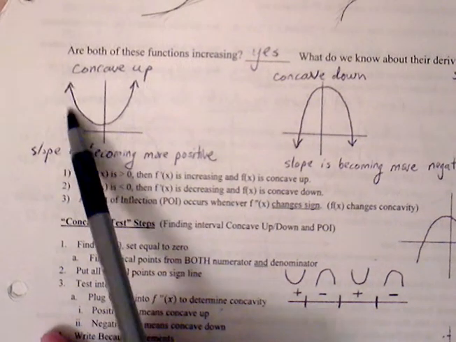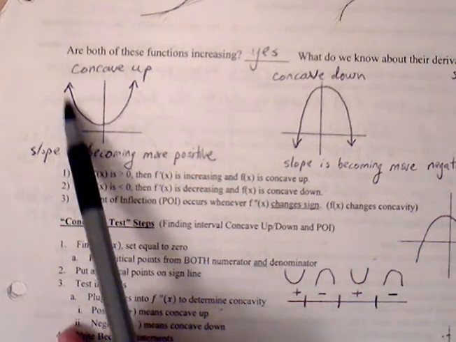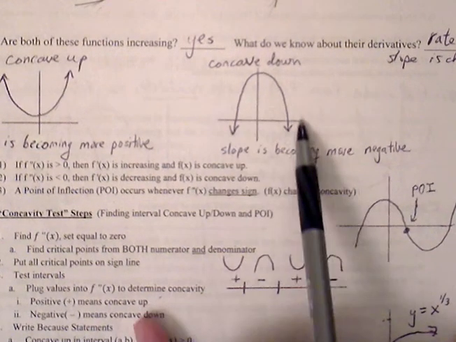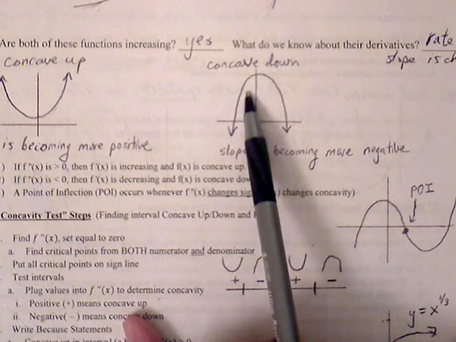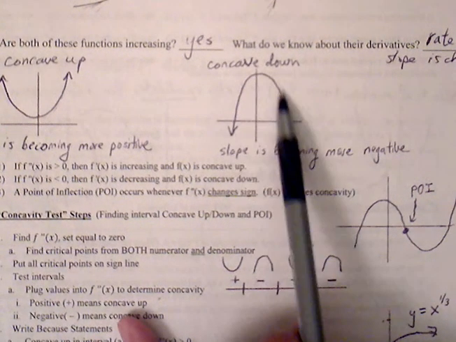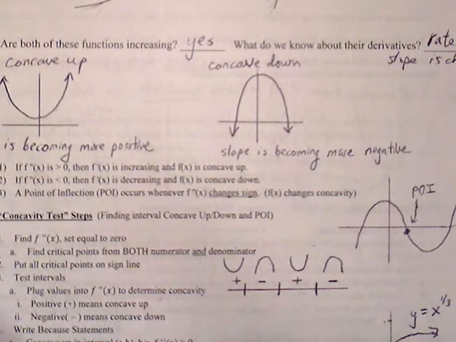So visually speaking, any part of the graph that resembles a parabola that opens up will be concave up. Any part of the graph that resembles a quadratic function or a parabola that opens down, we can say that graph is concave down.